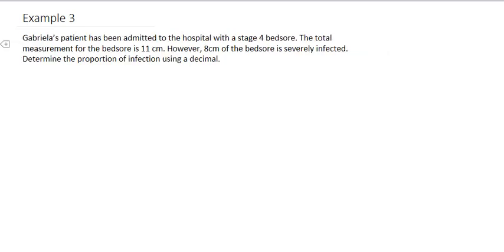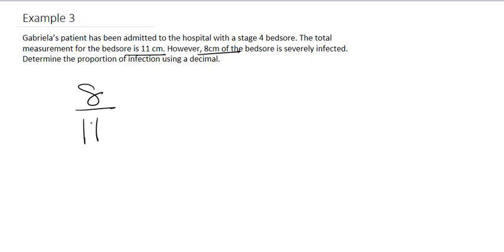Gabriella's patient has been admitted to a hospital with a stage 4 bed sore. The total measurement for the bed sore is 11 centimeters. However, 8 centimeters of the bed sore is severely infected. Determine the proportion of infection using a decimal. So for this, we're going to use another fraction first. So we have 8 centimeters out of 11 that's severely infected. So we would write that down.